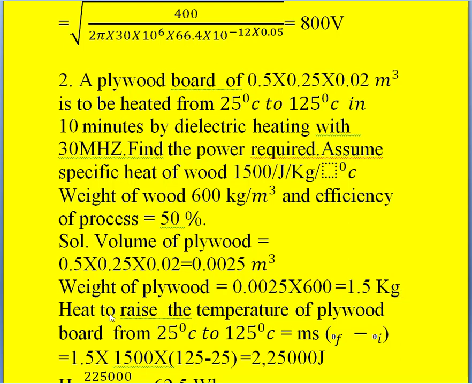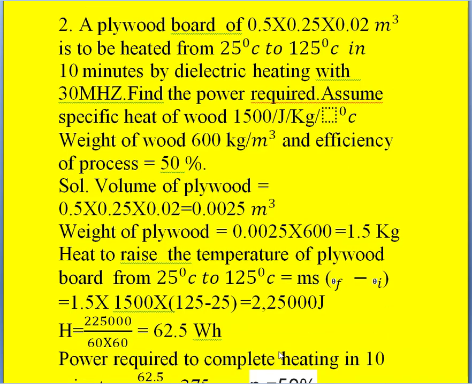Next, the heat to raise the temperature of the plywood board from 25 degrees centigrade to 125 degrees centigrade. To get this, we use the formula m s into theta effective. Theta effective is nothing but theta f minus theta i. Here m is the weight of the plywood, and s is the specific heat of the material, theta f is the final temperature, and theta i is the initial temperature. So we know all these things.